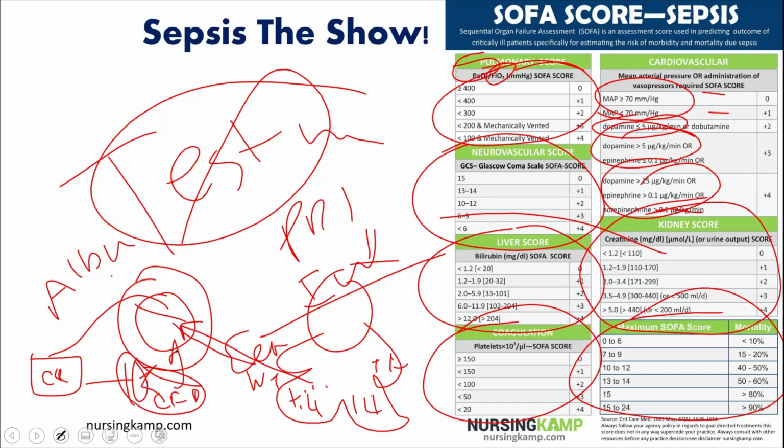Well, if they're not urinating, why the hell are you going to do that? It's going to pull all the fluid into this vascular space. There's no place for it to go. So that would cause a problem for the patient.